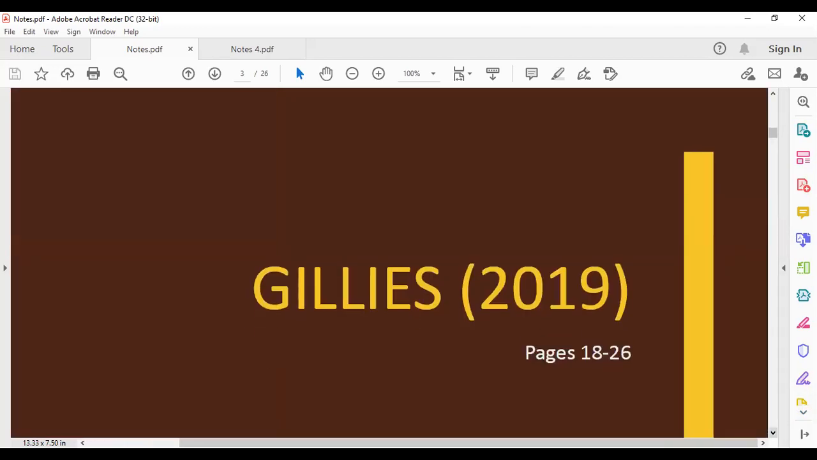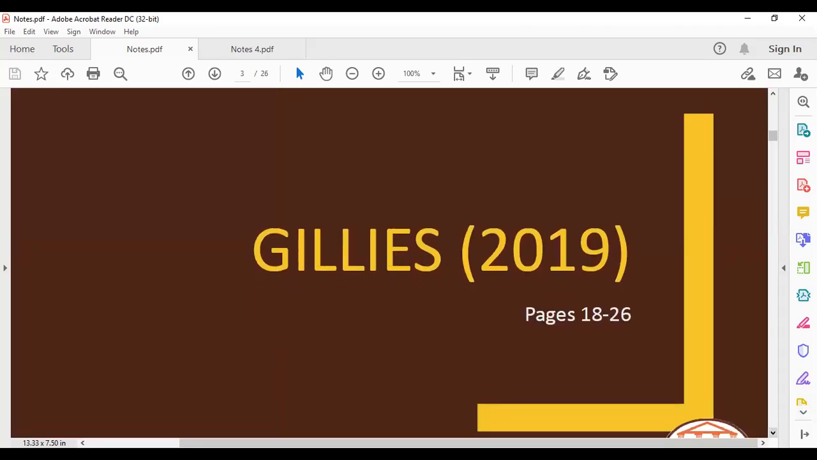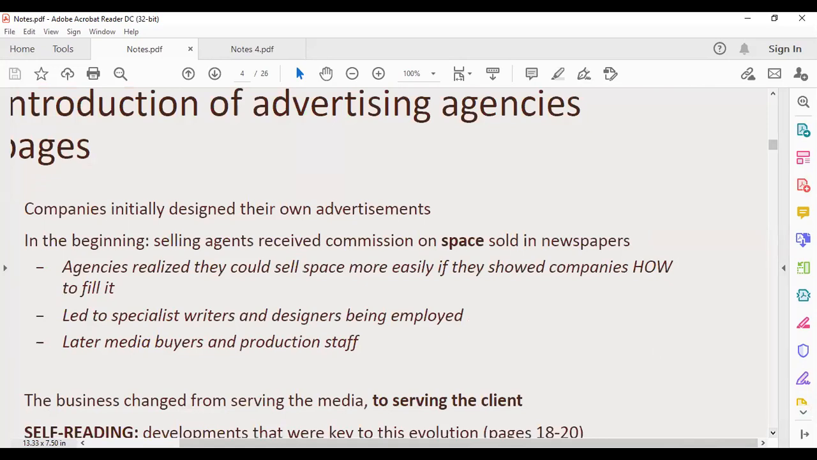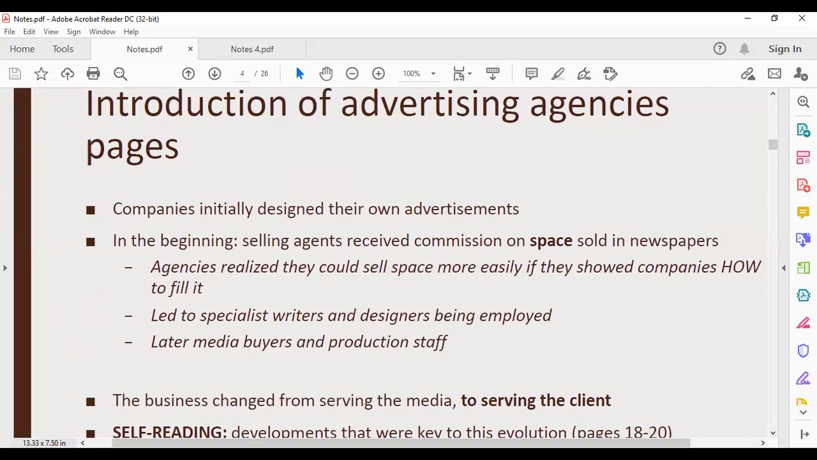In your book, we're dealing with pages 18 up to 26. So let's look at the introduction of advertising agents. Companies initially designed their own advertisements. Basically, when advertisements started, companies would develop their own advertisements. They didn't need anyone outside to create that. They would do that in-house for themselves.